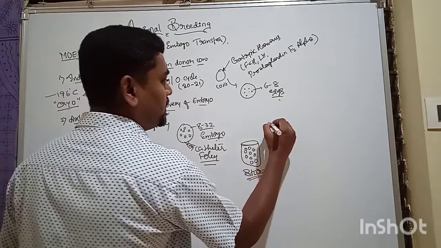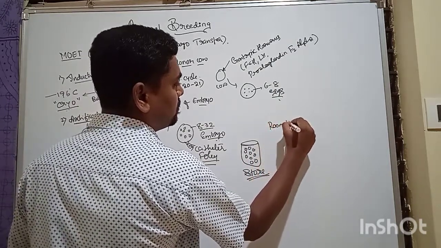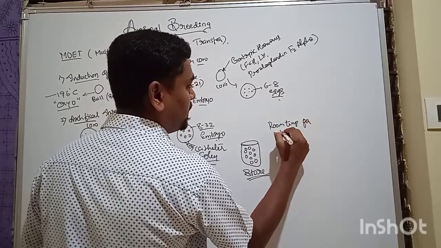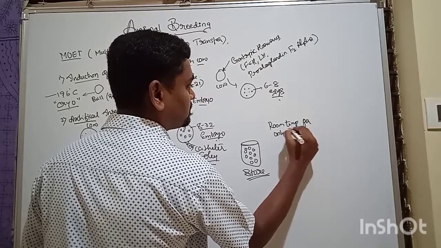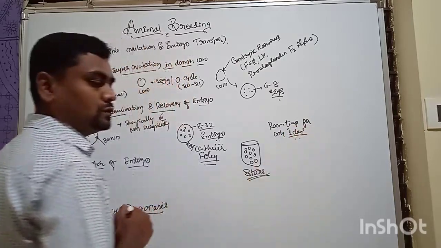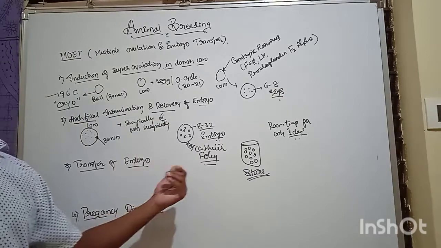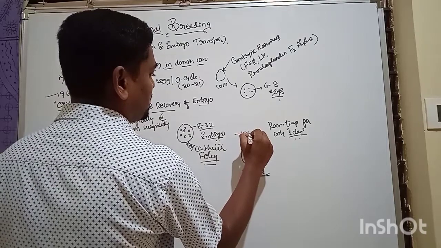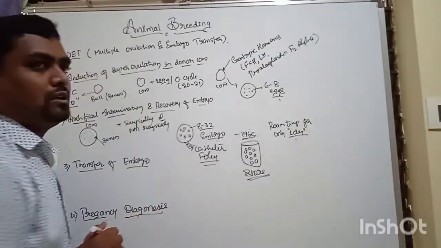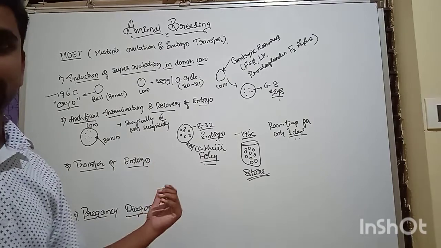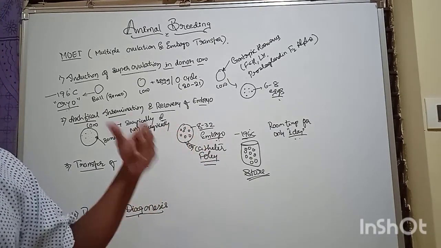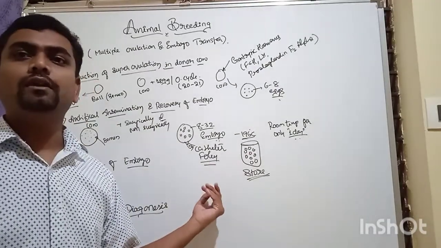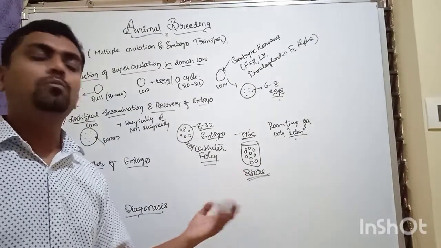Either it can be stored at room temperature for only 1 day. Okay, only 1 day. Other than that, you should go for cryopreservation only. Better cryopreservation, because who knows, you may not be able to implant your embryos into the surrogate mother the next day. Still you are in the process of identifying the surrogate mother, then there are chances of losing your embryos. Better to cryopreserve it.